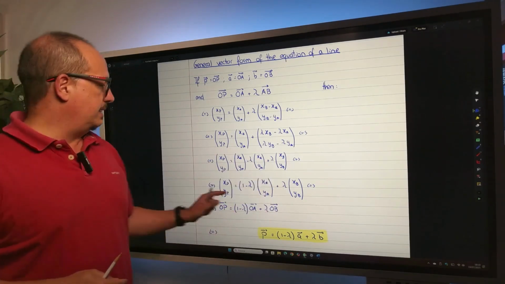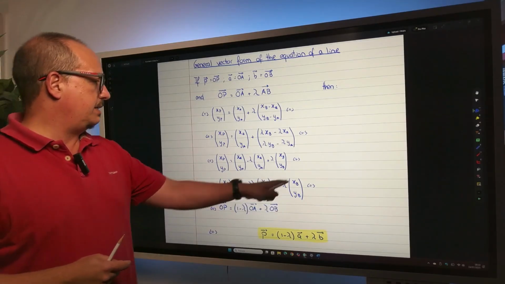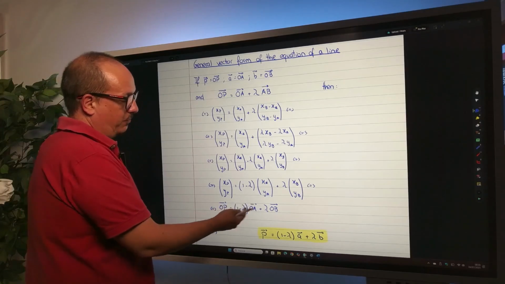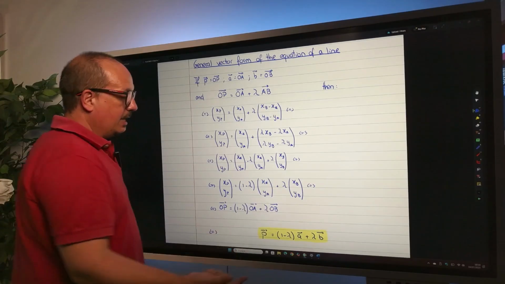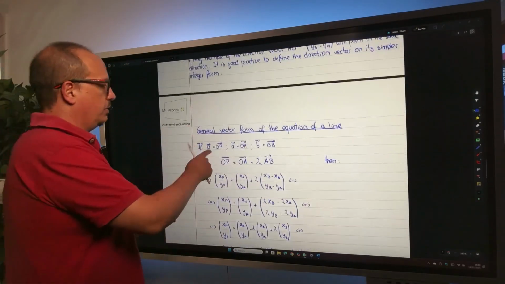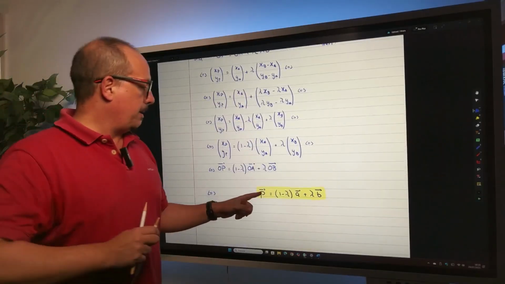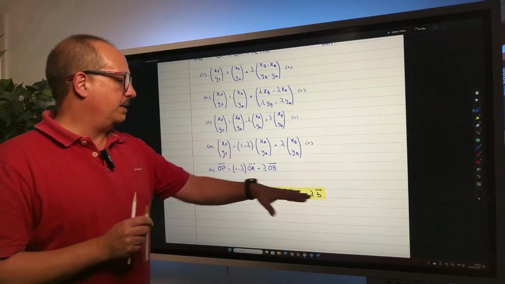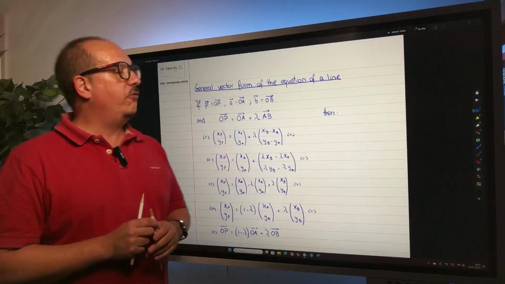And what is this? This is OP, this is OA, and this is OB. So you have here the coefficient for this vector, so to speak, which is 1 minus lambda. For this it is lambda. And if I want to express this in simpler terms, using the notation that I used here at the beginning, then this would just be p equals 1 minus lambda a plus lambda b. And here you have the vector equation of a line.